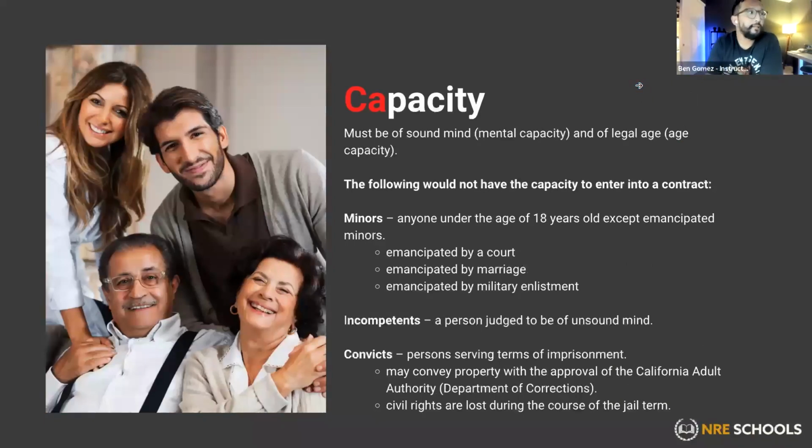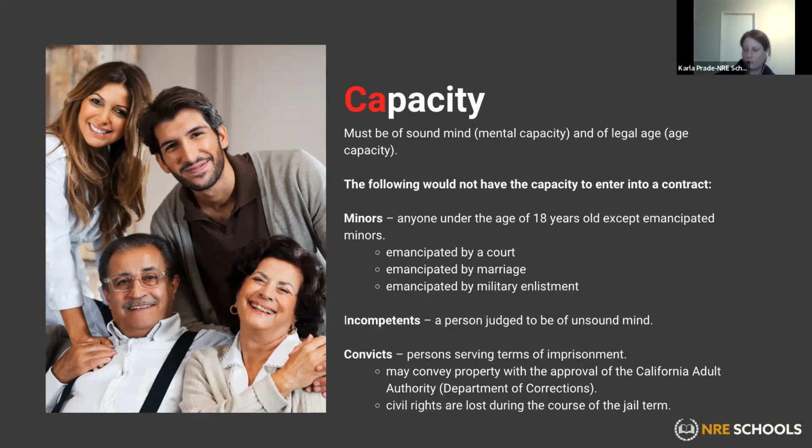There also has to be capacity. They must be of sound mind and of legal age. What is the legal age to enter into a contract, Carla? 18 years. 18 years old. Does anybody know why it's 18 years old?